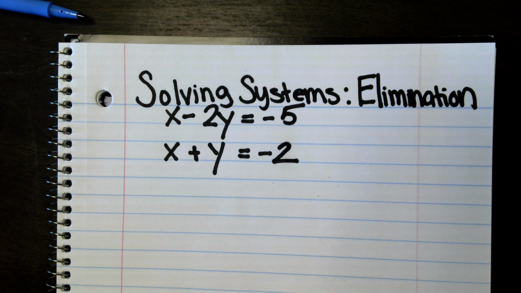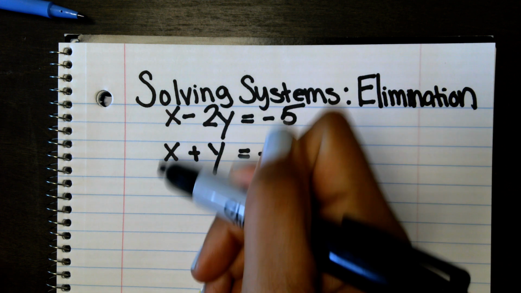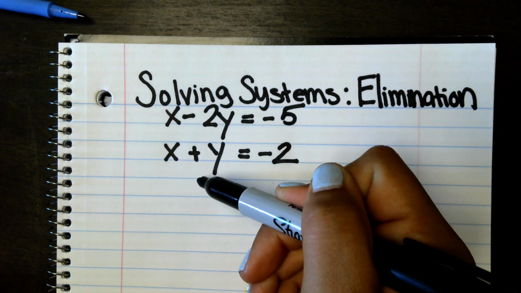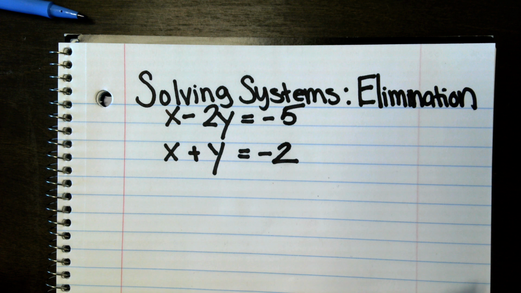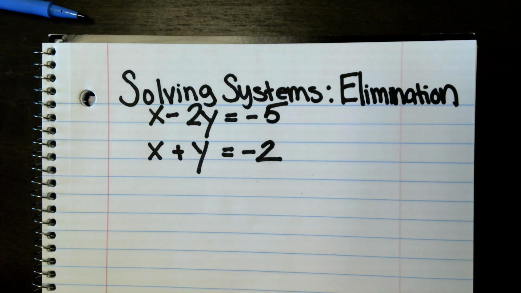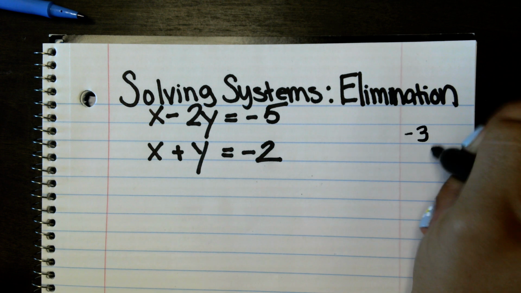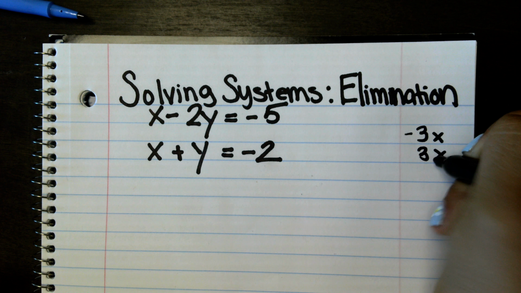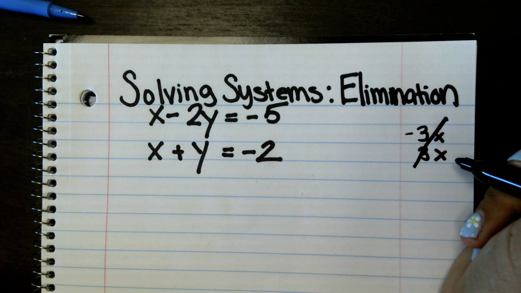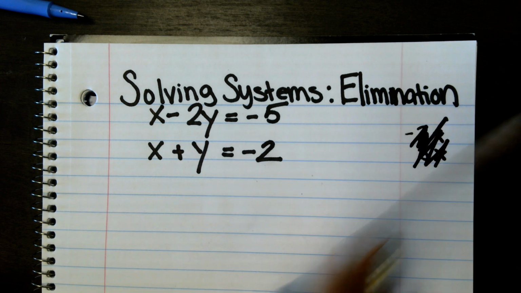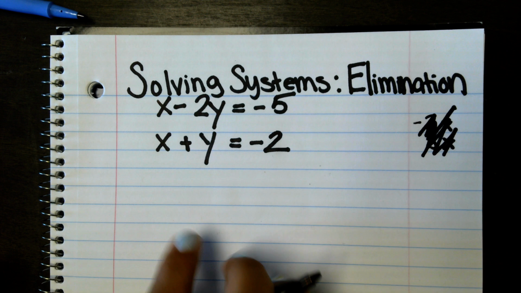So what we're going to do is create a situation where either our x's will cancel out with each other or our y's will cancel out with each other. And in order for that to happen, they need to be the same coefficient with opposite signs. So for example, a -3x and a +3x would cancel out, right? So we can do whatever we need to do to make that happen.